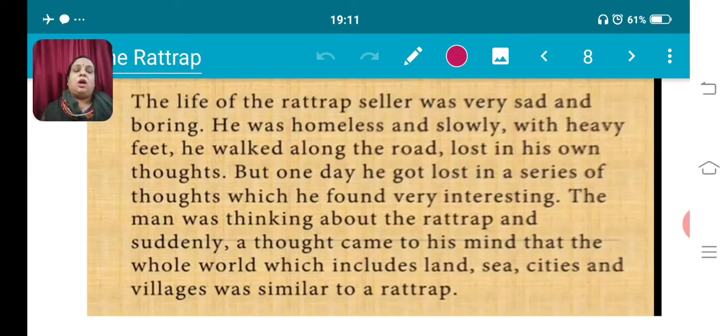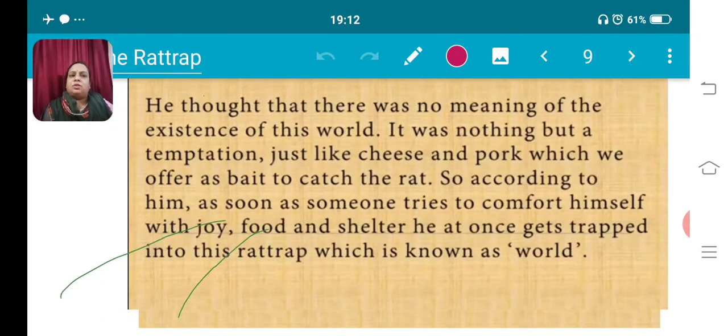The man was thinking about the rat trap and suddenly a thought came to his mind that the whole world, which includes land, seas, cities, and villages, was similar to a rat trap. He thought that there was no meaning to the existence of this world. It was nothing but a temptation, just like cheese and pork, which we offer as bait to catch the rat. So according to him, as soon as someone tries to comfort himself with joy, food and shelter, he at once gets trapped into this rat trap, which is known as the world.